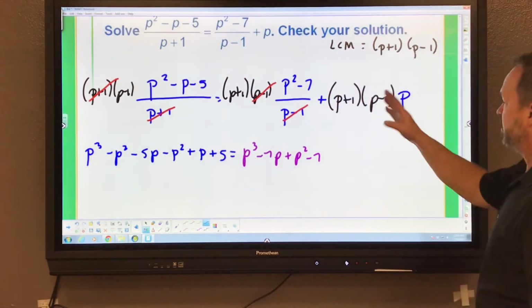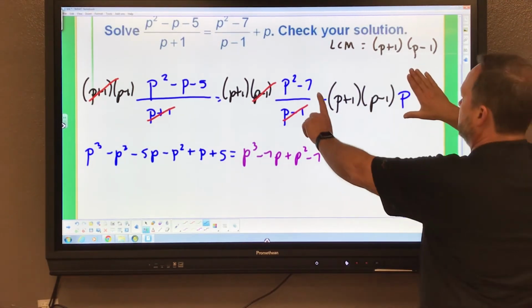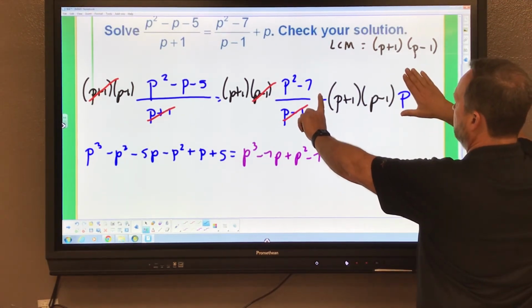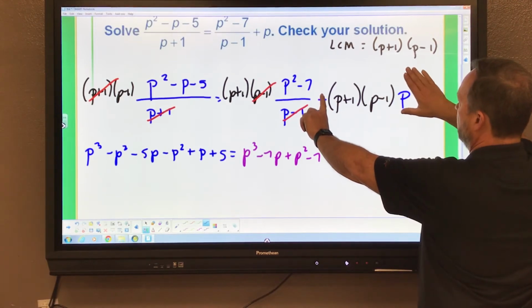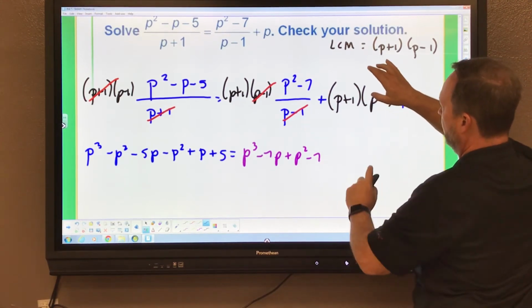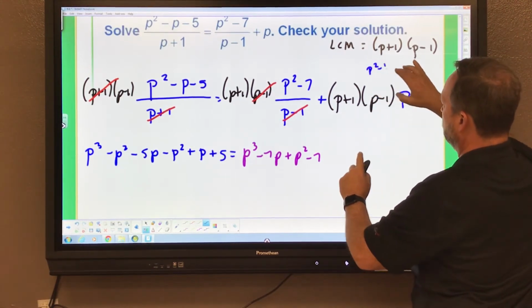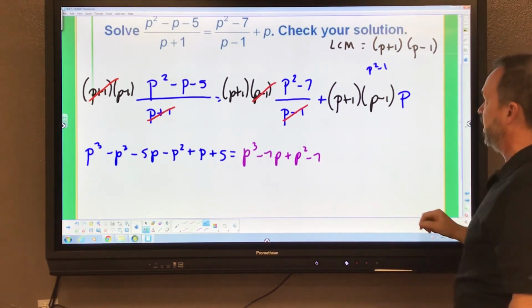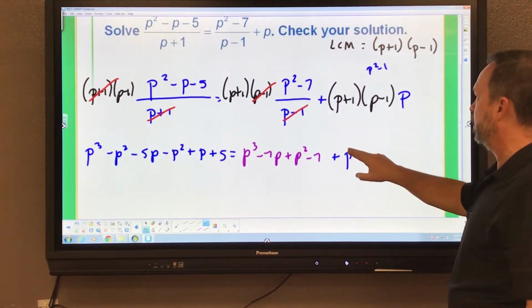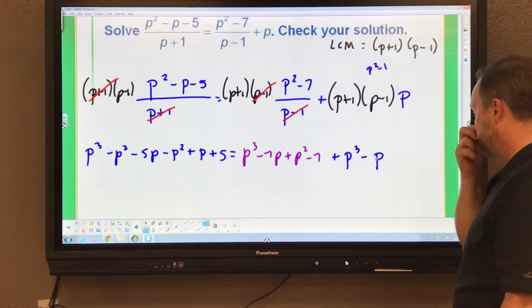And then I've got to do this. Now that is going to be easy. I say easy because you know what that is? That's going to be the difference of squares. When I multiply, the outer and the inner are going to cancel. I'm just going to get the p squared minus 1. Let me make a note of that. P squared minus 1. And then I'm going to multiply by p, which is p cubed minus p.